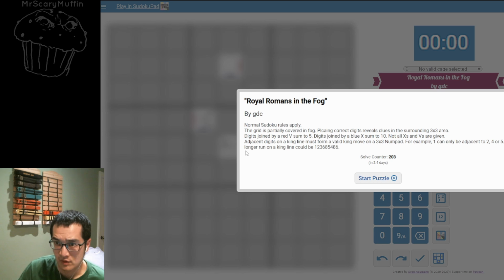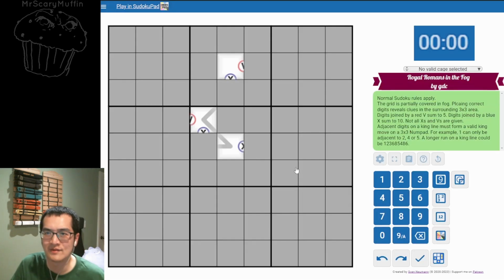Rules are as follows. Normal Sudoku rules apply. Love it. We have fog, and placing the correct digits reveals clues in the surrounding 3x3. We have V's and X's. Not all X's and V's are given. And oh, we do get the chess lines. Yeah, we have a king line going on, so that'll be fun. All right, cool. Nice. He color coded them too, which is a nice touch, honestly.